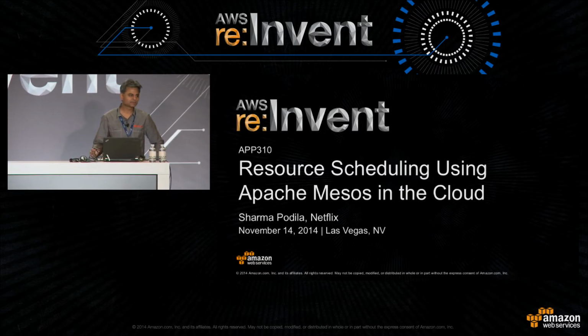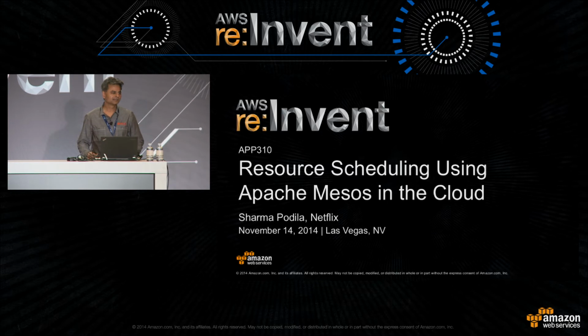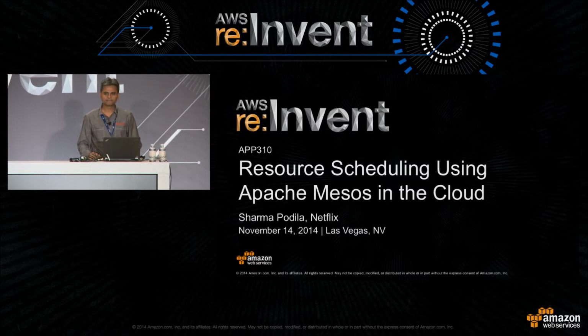So my name is Sharma Podila. I'm a software engineer at Netflix, working on resource allocation and scheduling using Apache Mesos on Amazon EC2. Before Netflix, I also spent quite a bit of time doing resource allocation and scheduling work in a more data center environment at Sun and Oracle. Regardless of data center or cloud, Apache Mesos can be very useful for deploying your applications by doing appropriate resource allocation and scheduling. So that's what we're going to talk about.